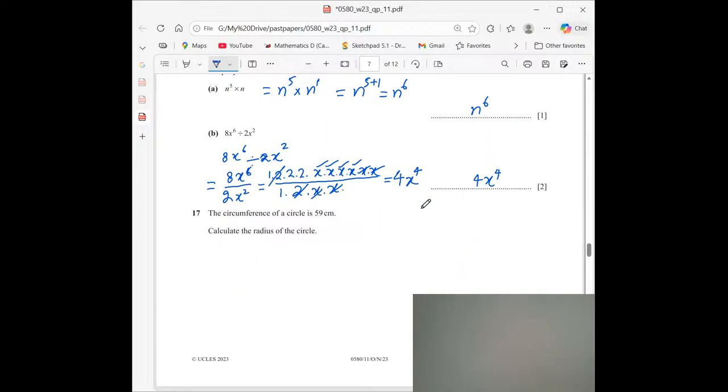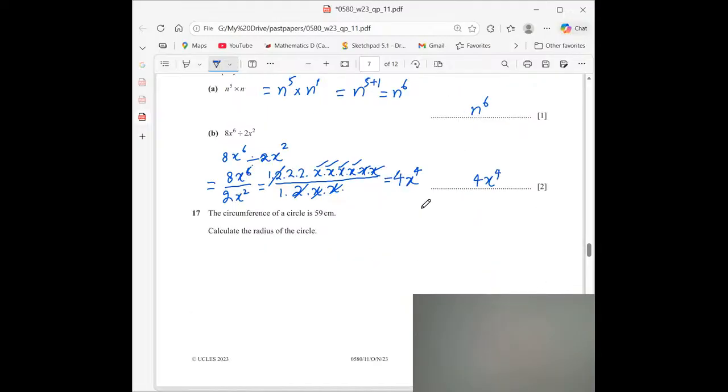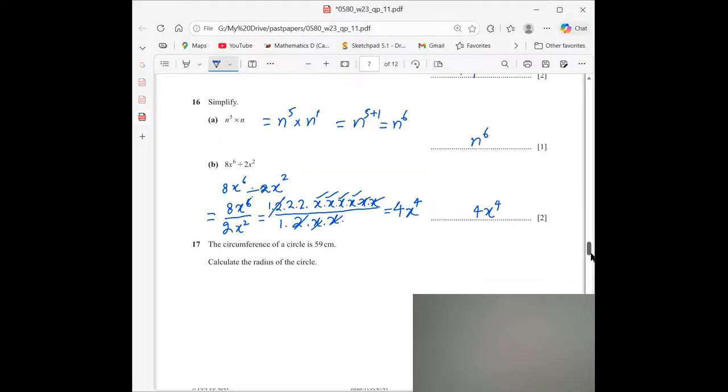What is this? This is a very, very simple algebraic expression which we have to simplify. How can we do this simplification?